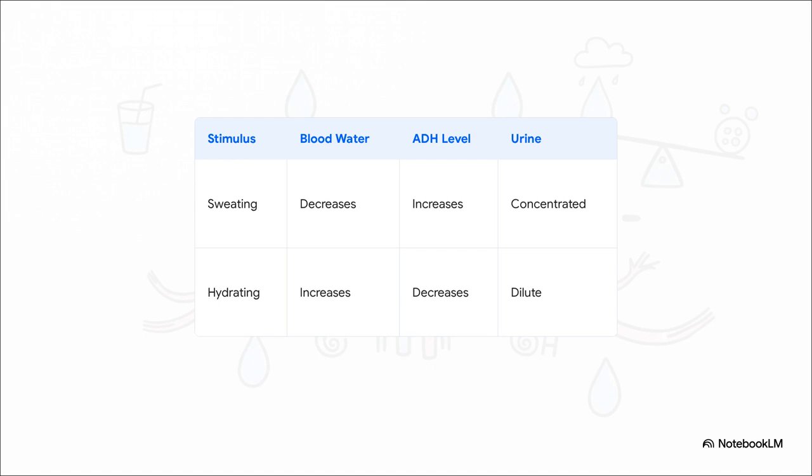Let's look at the top row. Sweating. Blood water potential goes down, so ADH goes up, resulting in concentrated urine. Now check out the bottom row. Drinking a liter of water. Blood water potential goes up, so ADH goes down, resulting in dilute urine. If you can just visualize these opposing arrows and variables in your head, I promise you can answer pretty much any osmoregulation question they throw at you.